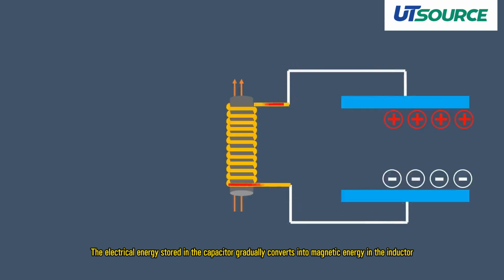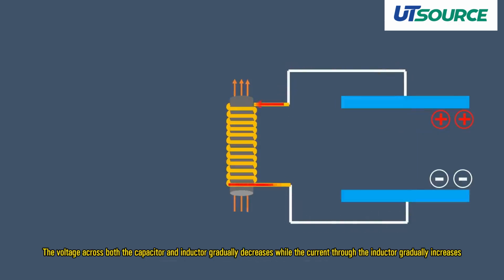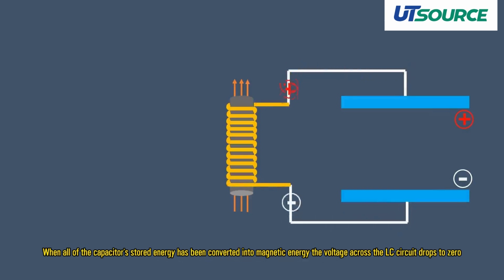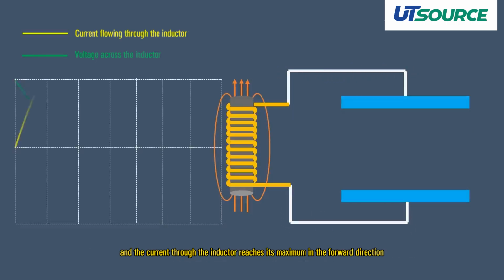The electrical energy stored in the capacitor gradually converts into magnetic energy in the inductor. The voltage across both the capacitor and inductor gradually decreases while the current through the inductor gradually increases. When all of the capacitor's stored energy has been converted into magnetic energy, the voltage across the LC circuit drops to 0, and the current through the inductor reaches its maximum in the forward direction.